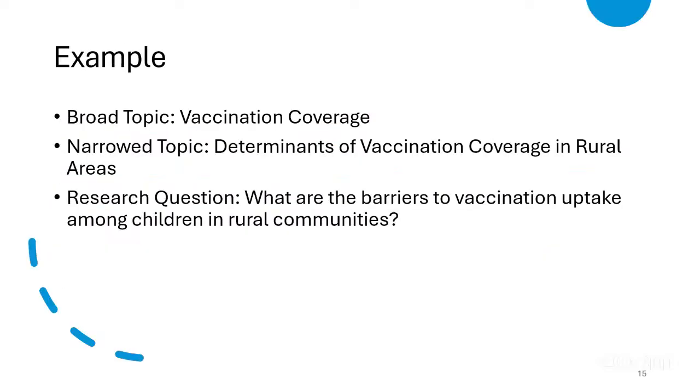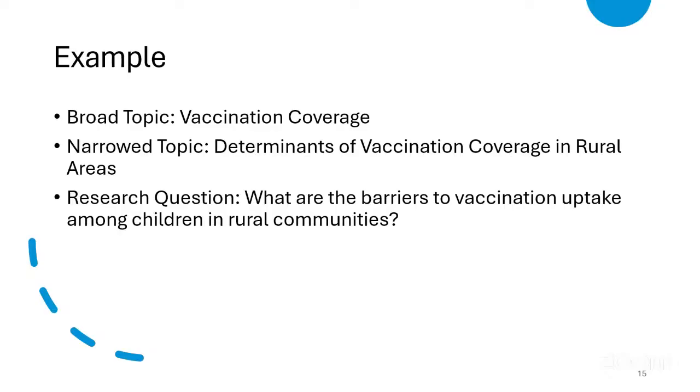Now, let's imagine you have identified a broad topic. What is that broad topic? You're interested in vaccination coverage. Again, it's a very broad topic. You can narrow it down to determinants of vaccination coverage in rural areas. And I would even say you can narrow it further.